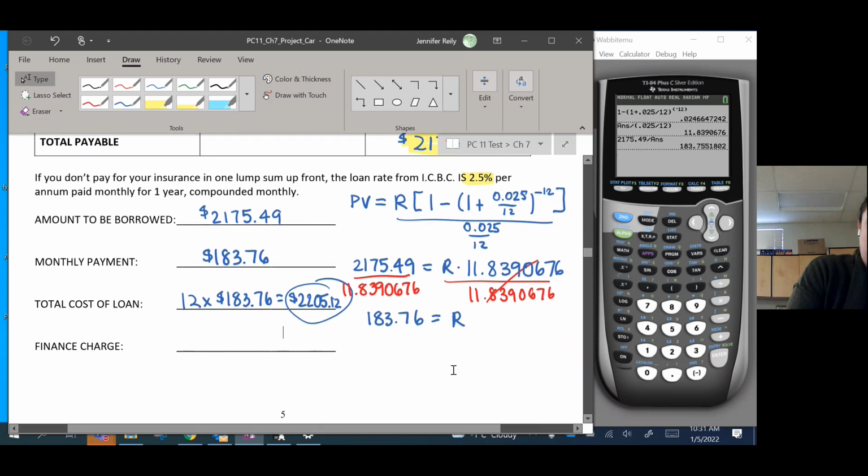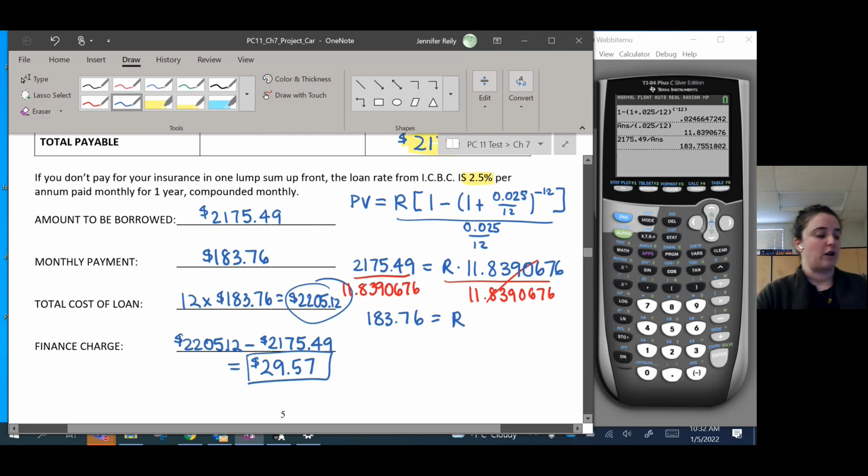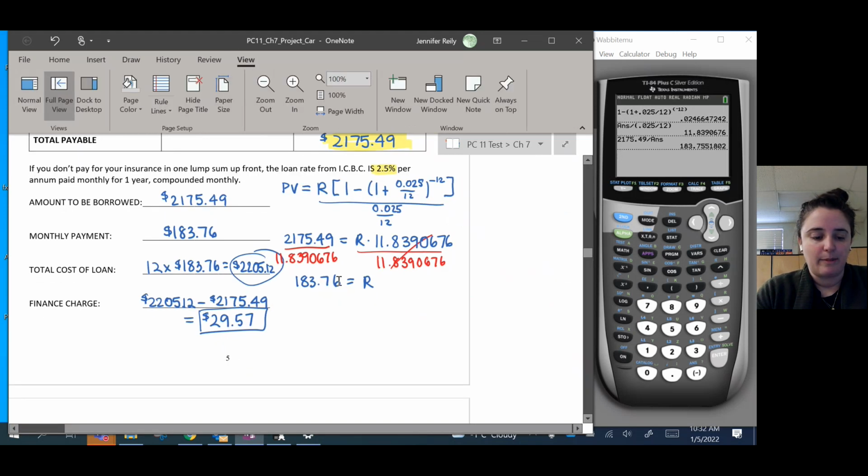The finance charge is just going to be the amount we ended up paying minus the actual cost of the insurance. And that is $29.57, which is pretty good. You only pay $30 extra to pay monthly payments. Okay, so that is that insurance example.